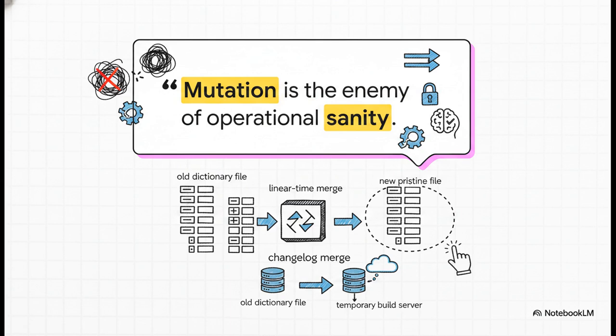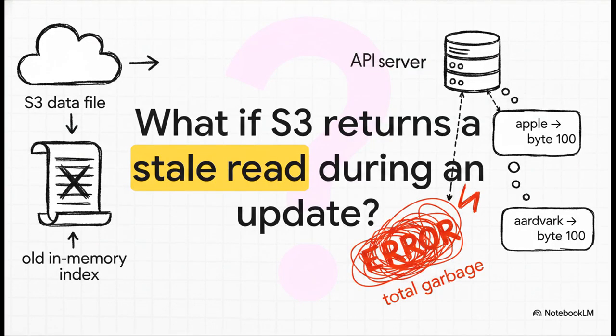We take the old dictionary file, we take the new changelog, and we run a linear time merge of those two sorted lists to build an entirely new file on a temporary build server. Every single update produces a pristine, brand new file, and that makes rolling back as trivial as just pointing back to the old one. However, rolling out a new file introduces what we call the atomicity problem.